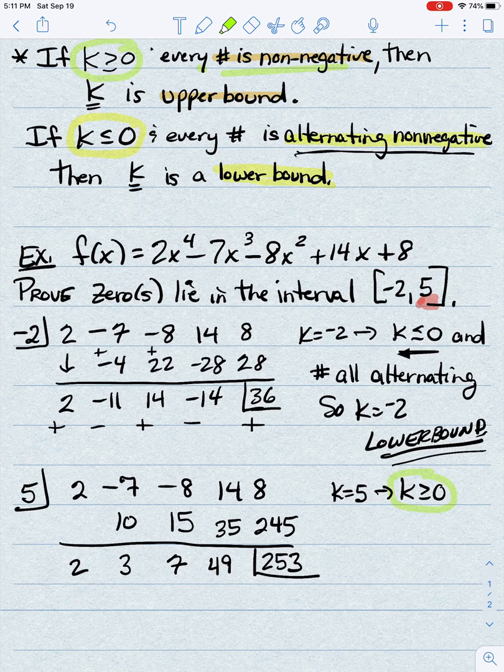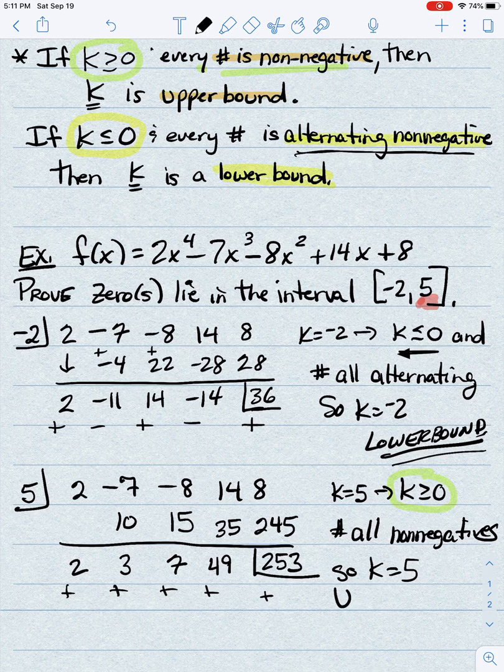All right, did that happen? Well, positive, positive, positive, positive, positive. Sure enough, that's what happened. So our quotient numbers are all non-negative. So therefore, we can conclude k equals 5 is going to be an upper bound. Hooray! It worked. Okay, so cool.